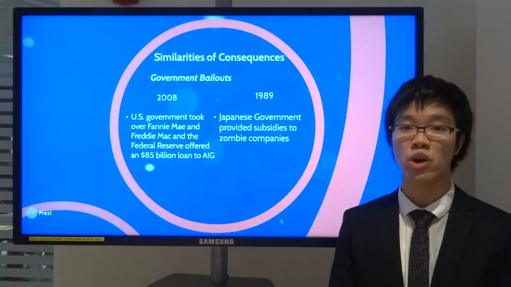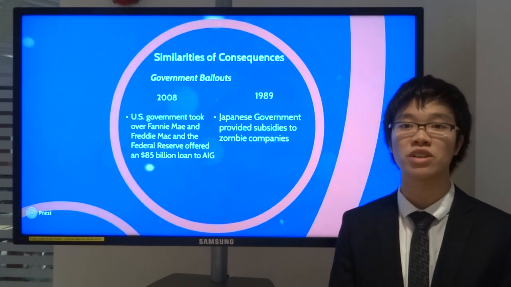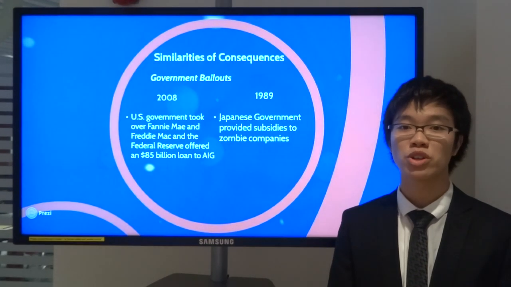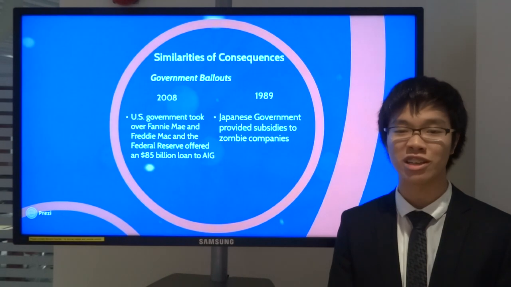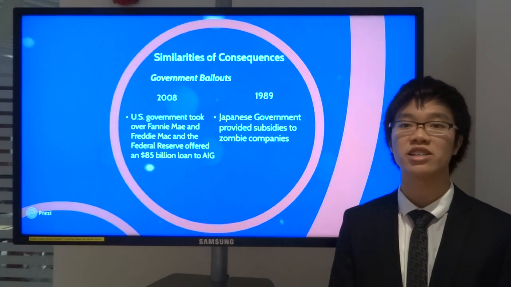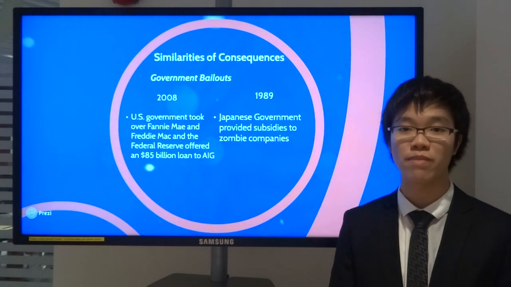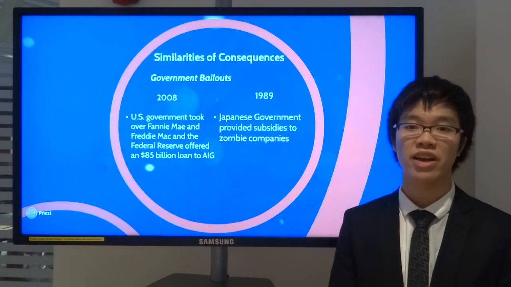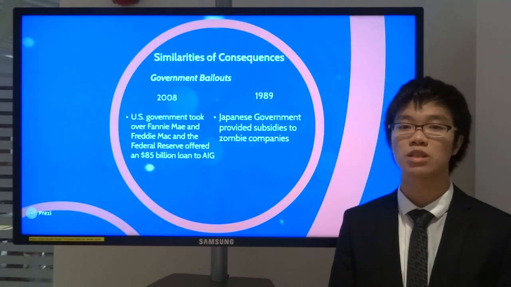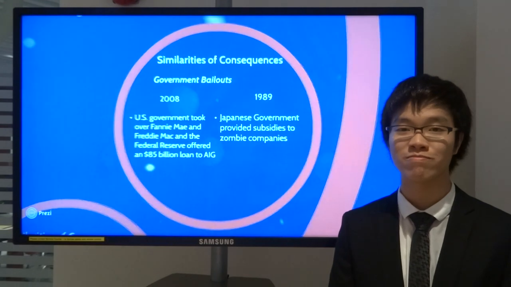In the credit crisis in 2008, the US government provided subsidies to save financial institutions that faced danger of bankruptcy. For example, the US government took over Fannie Mae and Freddie Mac. The Federal Reserve also offered an $85 billion loan to AIG. In the Japan asset bubble in 1989, the Japanese government provided subsidies to zombie companies, which are failed banks and firms. Therefore, the credit crisis in 2008 and the Japan asset bubble in 1989 are similar in terms of government bailout.